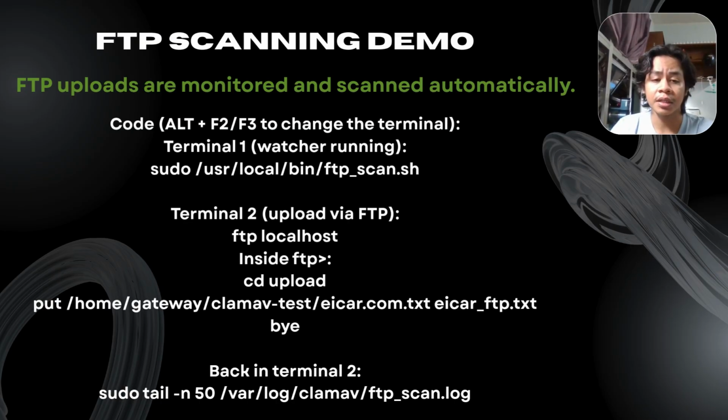And then for the second terminal, we do the upload via FTP. First we log in to the FTP localhost. So ftp localhost, and then inside the FTP, we cd to upload, and then we put the eicar.com.txt as the eicar_ftp.txt file. So we put the eicar.com.txt and we close the FTP and go back to the terminal itself, terminal 2.